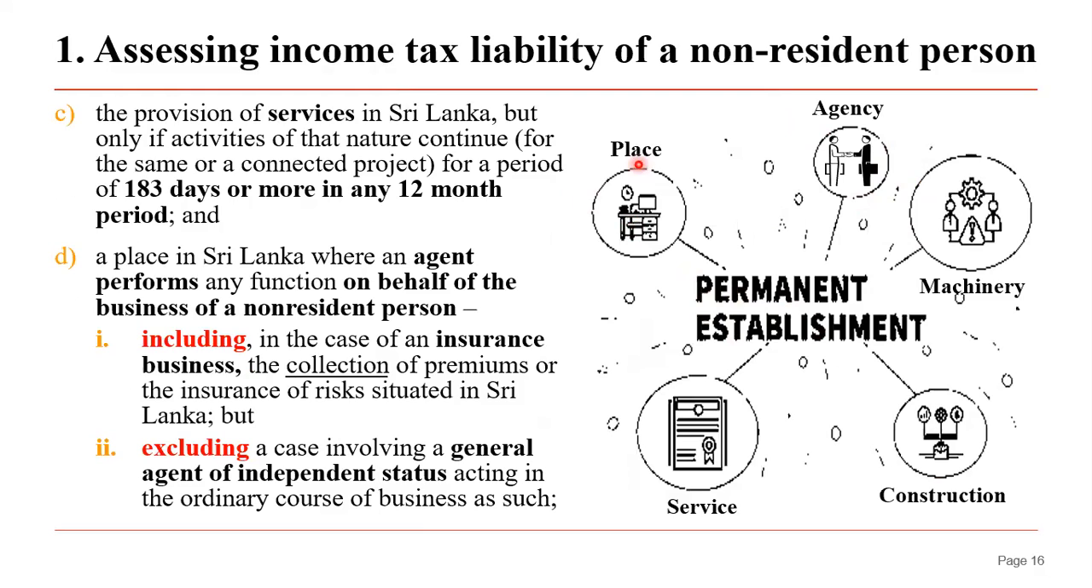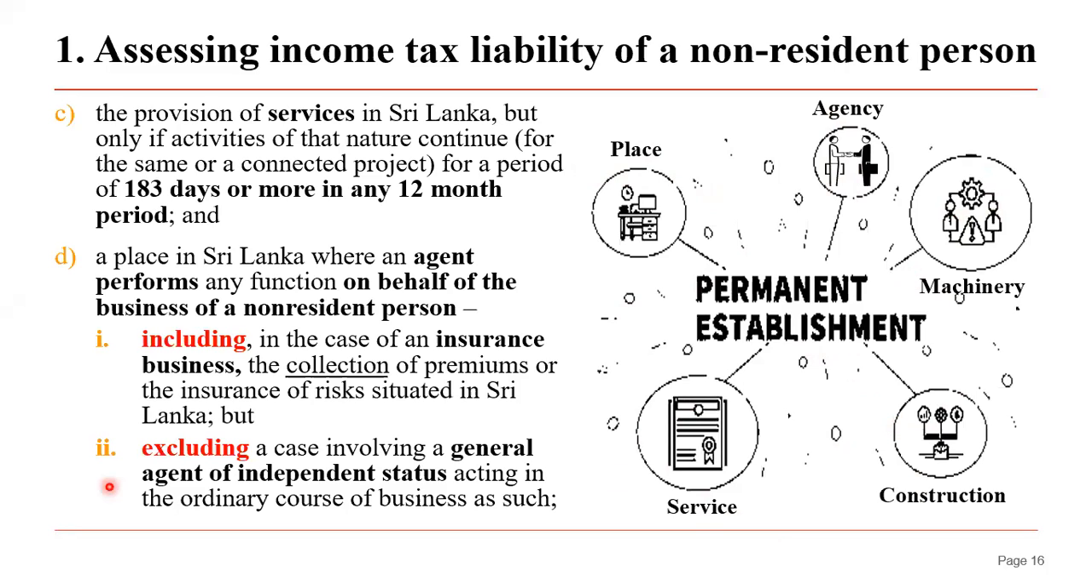The place, where it is, the place PE, automatically you will get the permanent establishment. Then if it is machinery installed, I have kept a few pictures here for you to understand clearly. So the construction PE, the service PE, and the agency PE. These 5 PE concepts are important when you are reading. This is the main PE place, and the other 4 are also important for you to know how to determine.